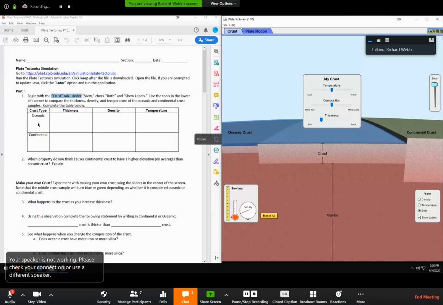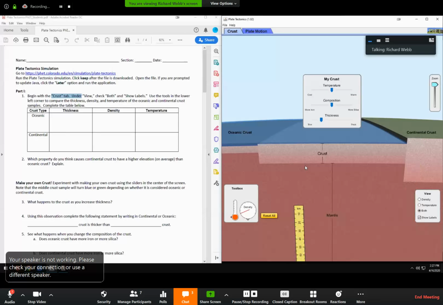And your first job is to determine the thickness, density, and temperature of the oceanic crust as compared to the continental crust. So since thickness is first, I take my ruler, put the top of it to the top, and measure what that thickness is. Then I come over to the continental crust and do that there and report those two numbers for oceanic and continental.